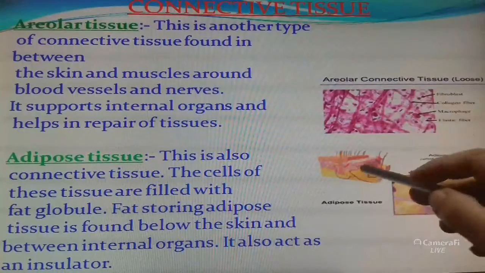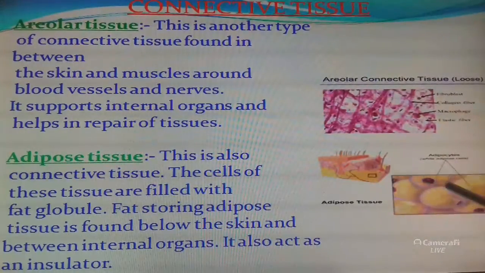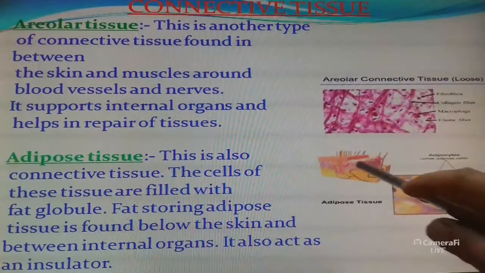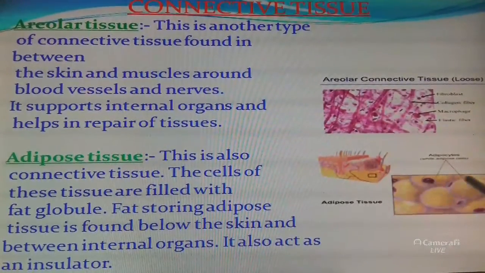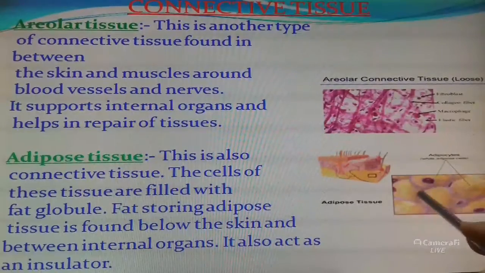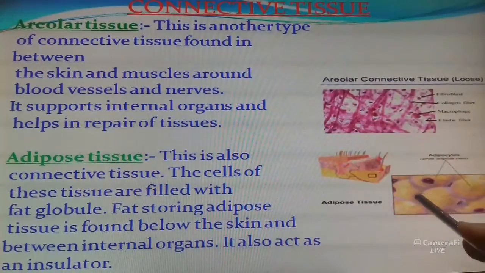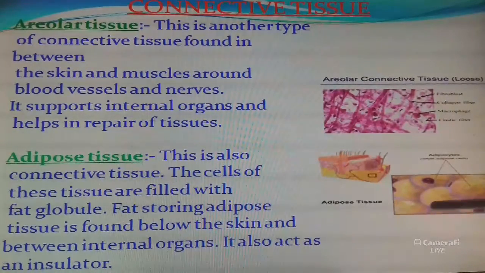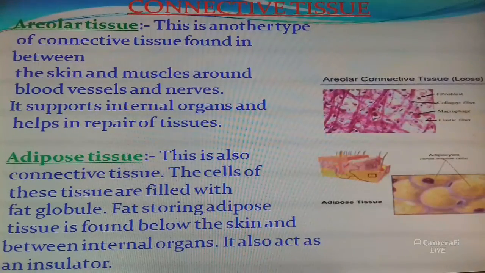This is adipose tissue. The cells of this tissue are filled with fat, and fat storing adipose tissue is found below the skin and between internal organs. It also acts as an insulator. So these all are connective tissues.